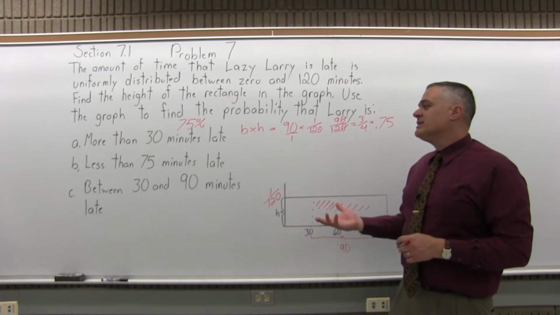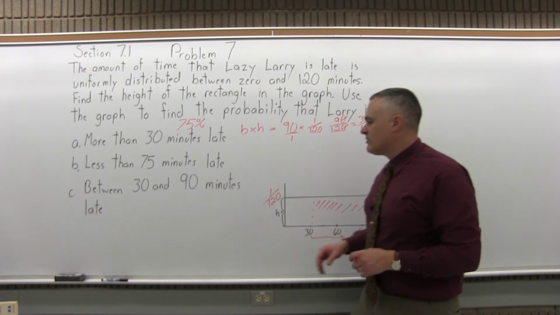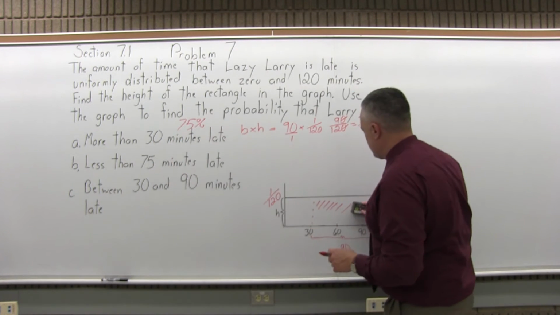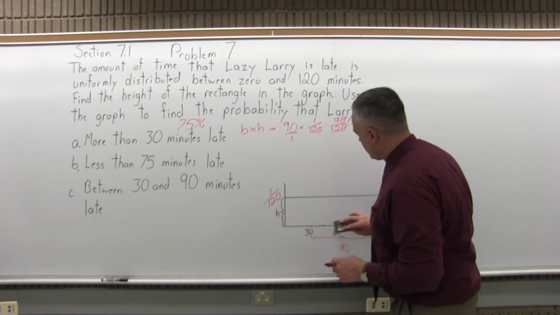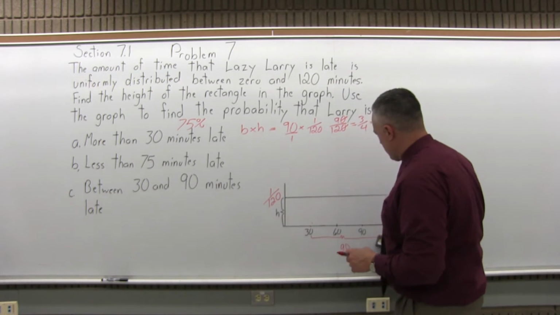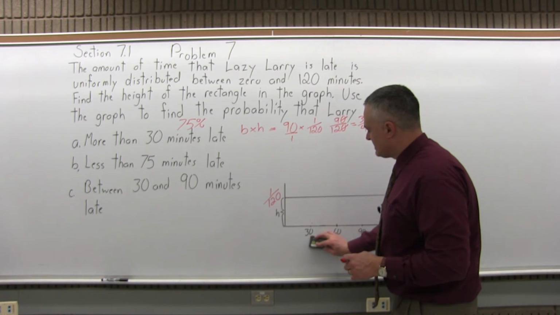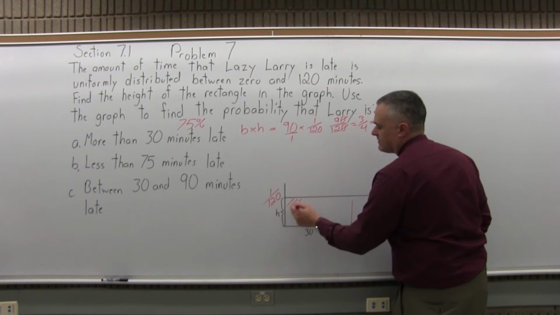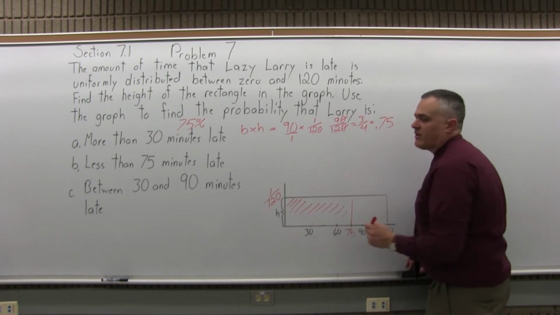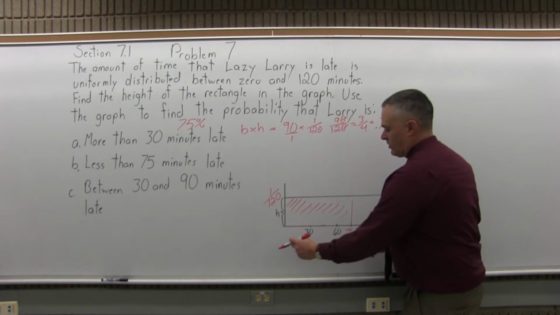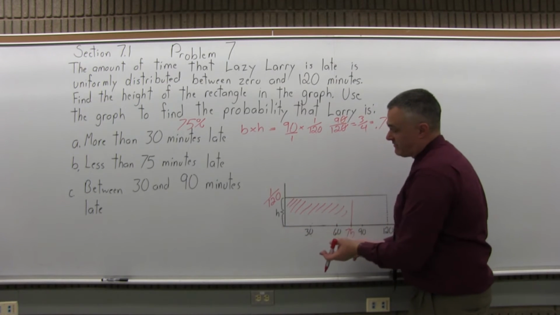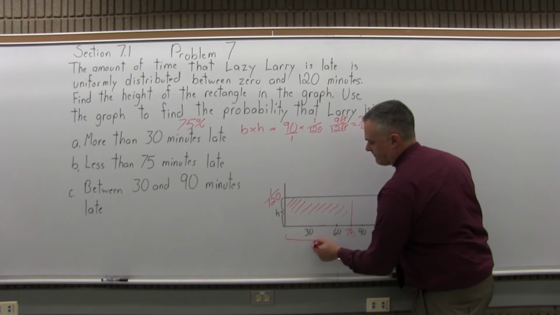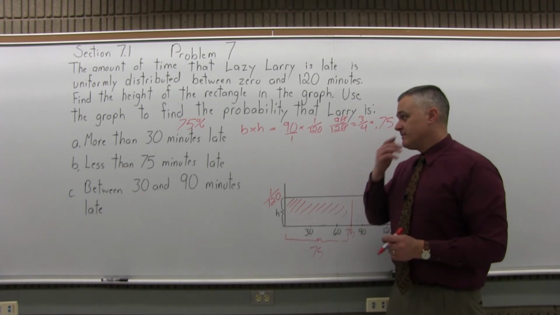Now, B, what's the probability that he's less than 75 minutes late? So let me get rid of some of the work I had for A, just to reuse the same. Tried to make not too much of a mess. So less than 75 minutes late. So where's 75 minutes? 75 minutes is about here. We want less than 75. So this area of our rectangle, what's the probability of being in that area? We'll need to know our base. Well, the base goes from 0 to 75. From 0 to 75 is 75. And the height, again, is 1 over 120.